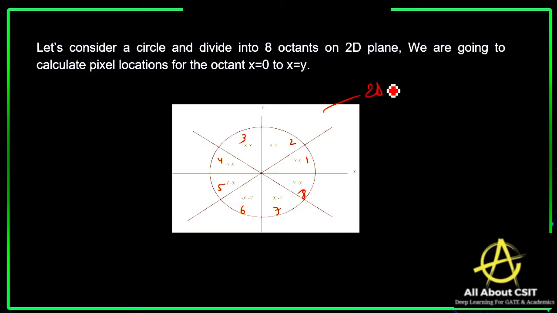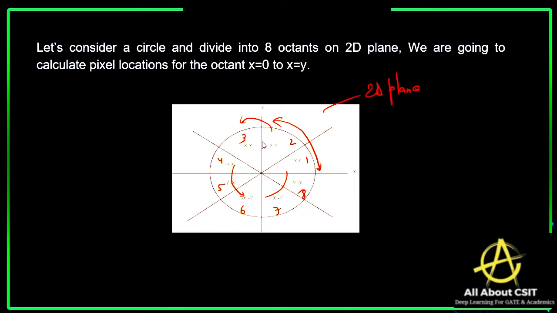This you call a 2D plane. We are going to calculate pixel locations for the octant between x equal to 0 and x equal to y. So only this part we are going to find the points. On the remaining octants, automatically you can generate the points by taking the mirror reflection. Only the mirror reflection. This is a mirror reflection of this, and this is a mirror reflection of here, and this is a mirror reflection of here.